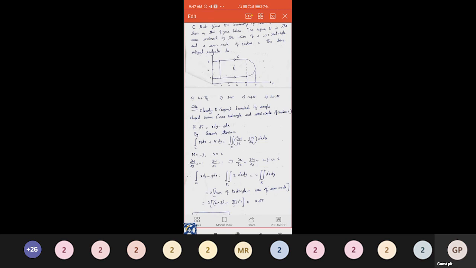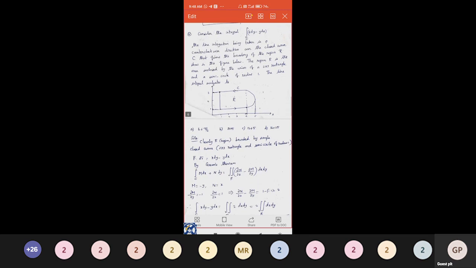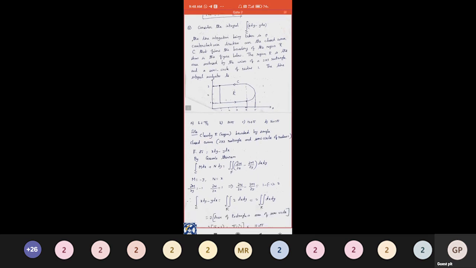Now clearly you can see the given region R is bounded by a simple closed curve. What is the closed curve? It is a rectangle of 2 by 3 and a semicircle of radius 1. Let us try to employ Green's theorem. Integration over C of M dx plus N dy equals double integration over R of dou N by dou x minus dou M by dou y, dx dy.